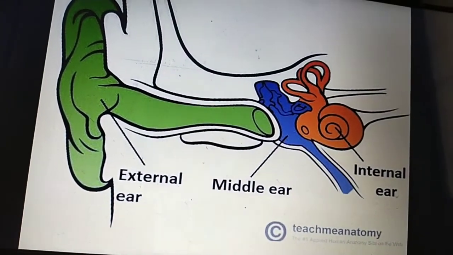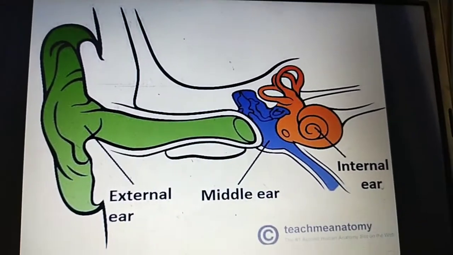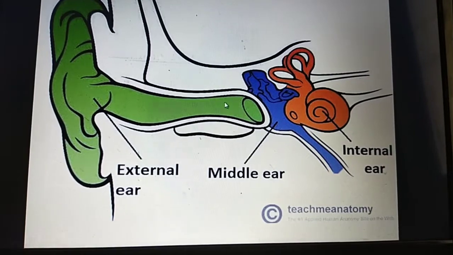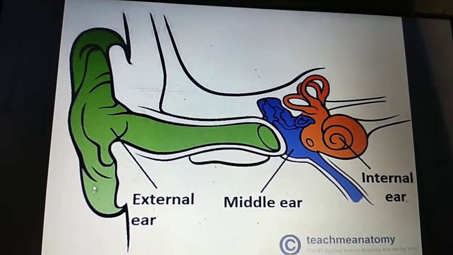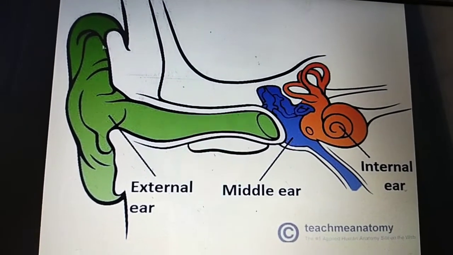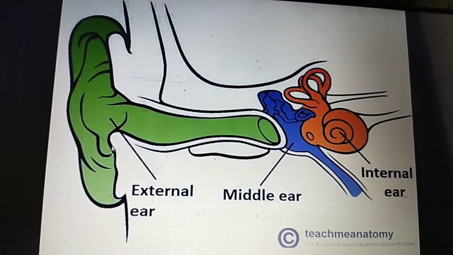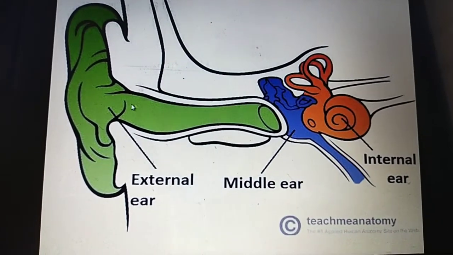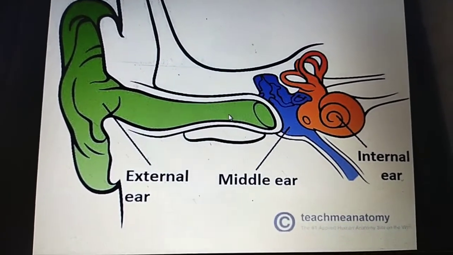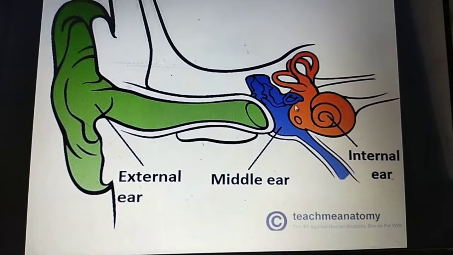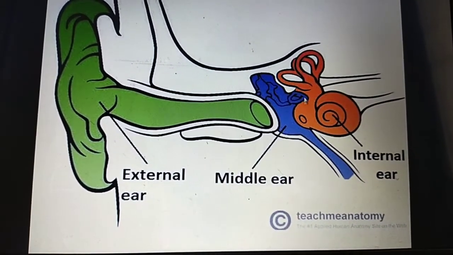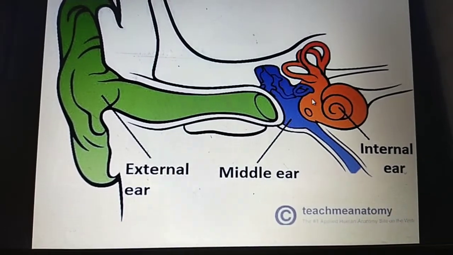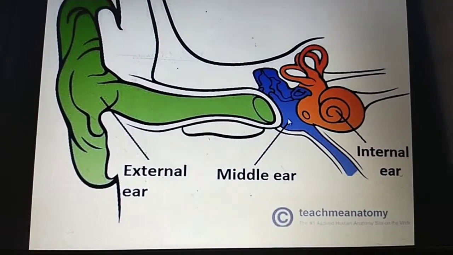In this slide you can easily see the external ear. This is the tympanic membrane. From the tympanic membrane to the outside is the visible part of the ear, called the auricle or pinna. From here to the tympanic membrane is the external ear. From the tympanic membrane to the oval window, in between the external ear and inner ear, is the middle ear.